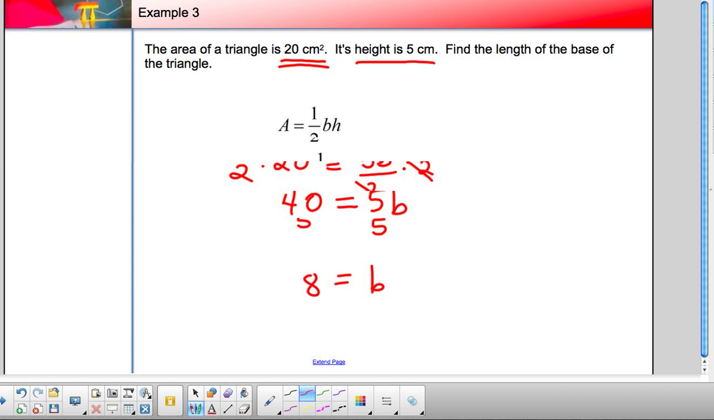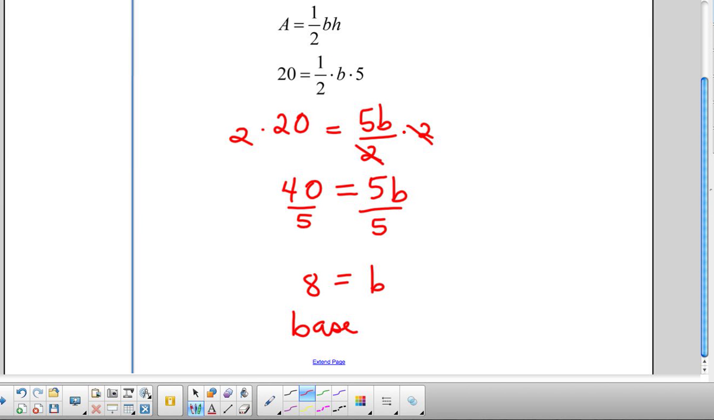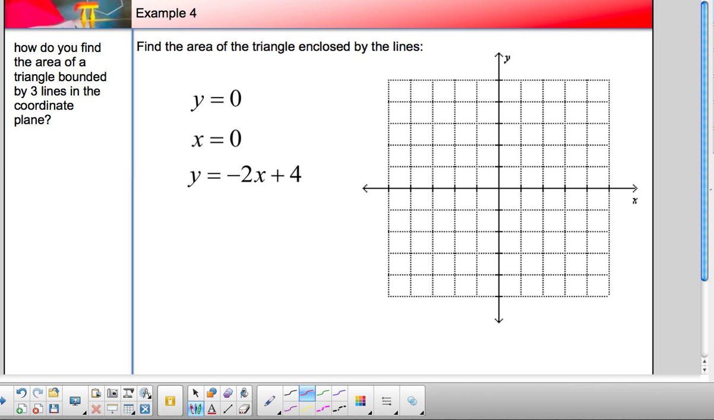But wait a minute, let's go back and think about what units we were working with. Centimeters. So we know that the base is 8 centimeters. Okay, let's do one more. Let's say we want to find the area of a triangle that's enclosed by these lines: y equals 0, x equals 0, and y equals negative 2x plus 4.